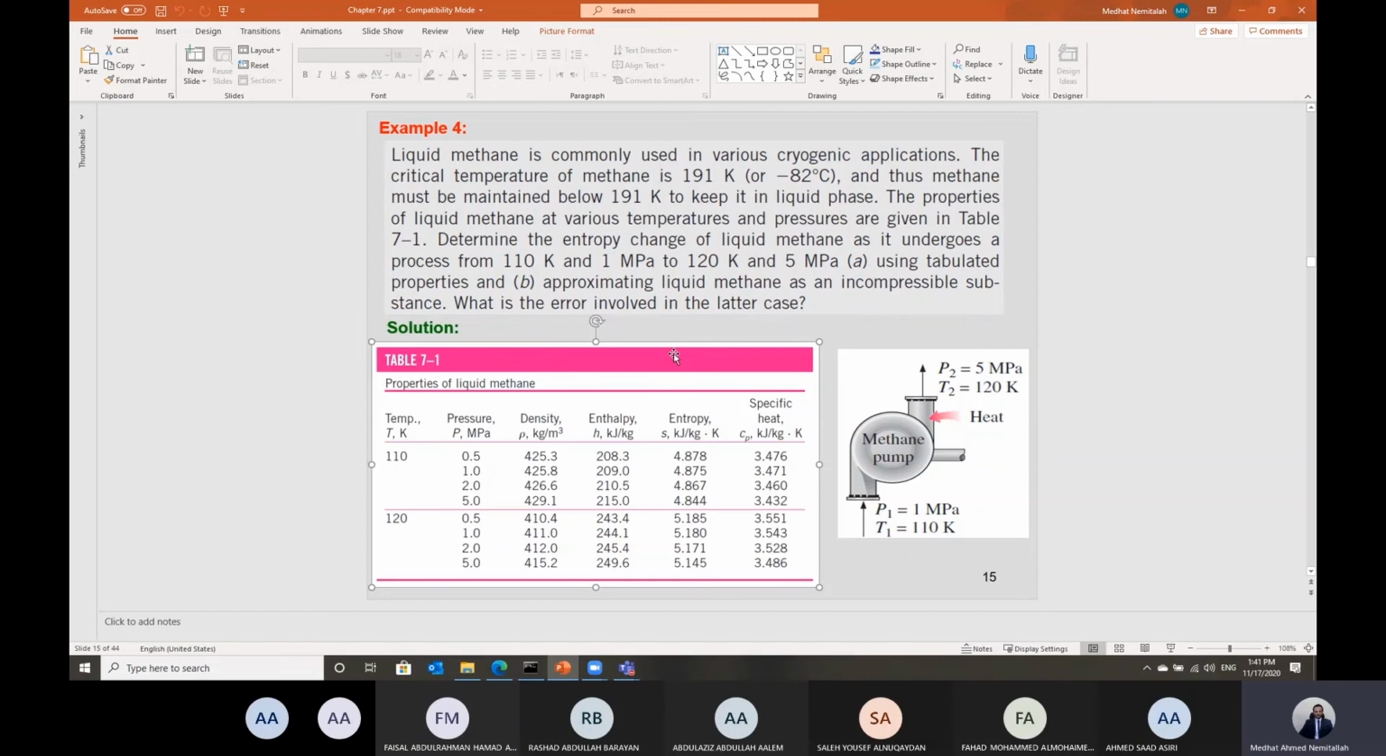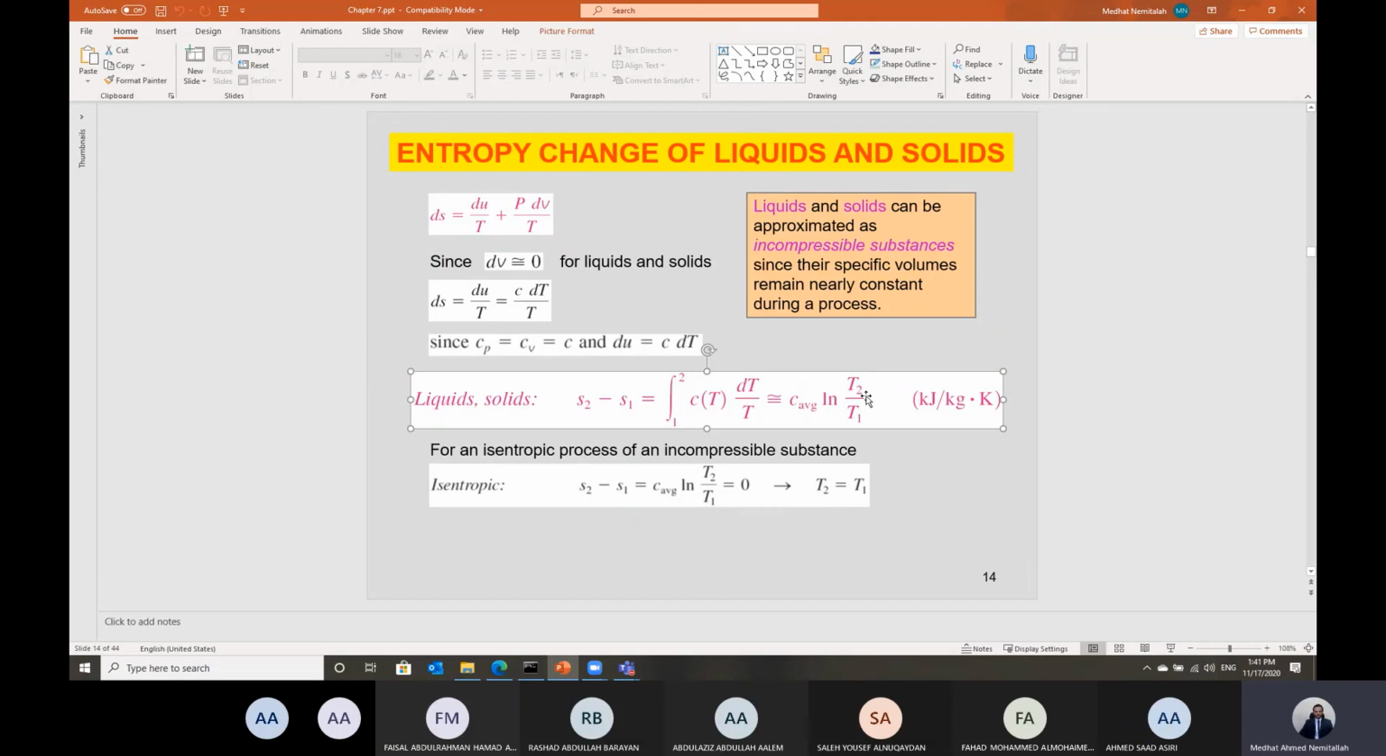an idea about the actual value of the enthalpy, the actual properties of methane at different temperature and pressure. Here you have density, enthalpy, entropy, and also the specific heat in this case. Okay. But if in your exam we have a liquid or solid substance, that means the substance is incompressible. So in this case, to calculate delta S, I will be using this relation.